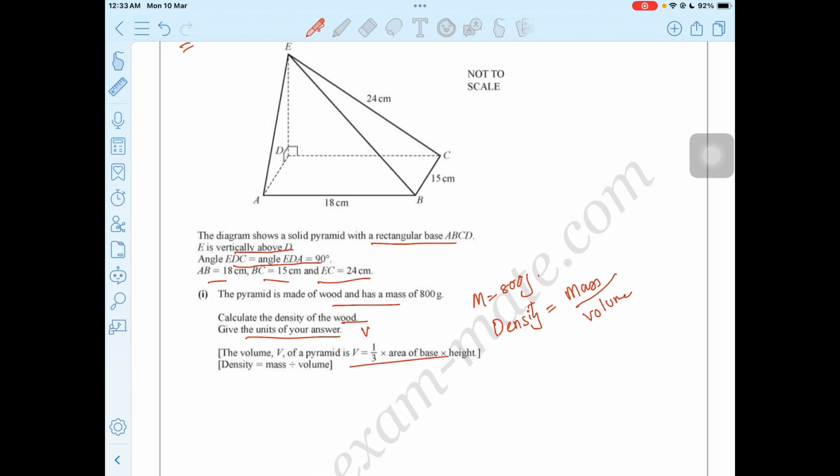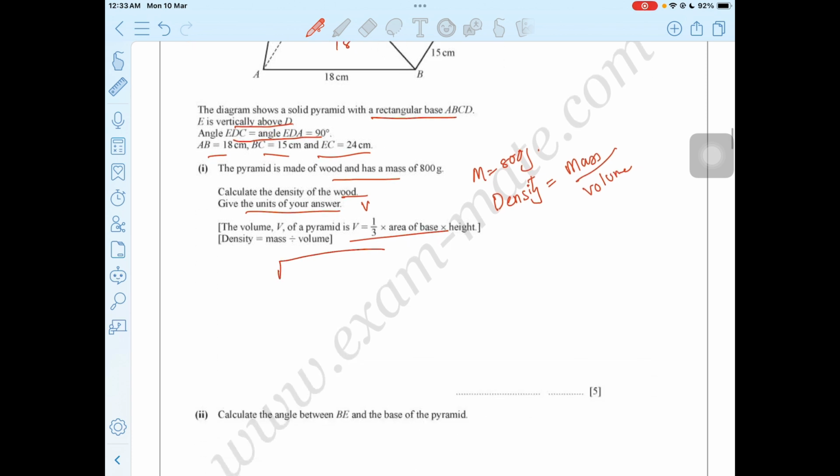Okay, so we have 18 over here. We need to calculate this height. We have 24 over here, right? So let's just quickly calculate the height first. This would be by using Pythagoras theorem. We have 24 as our hypotenuse, and we have our base as 18, and we need to calculate the perpendicular, right? So this would be 24 squared minus 18 squared, then square root to get our perpendicular, which is the height.